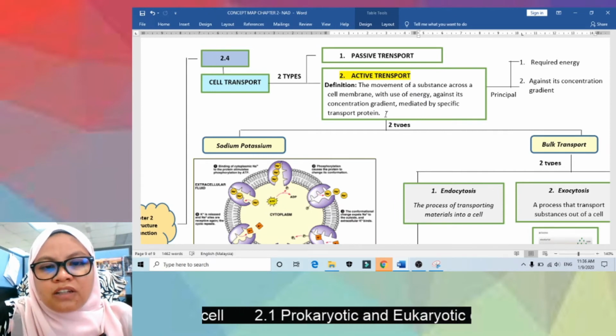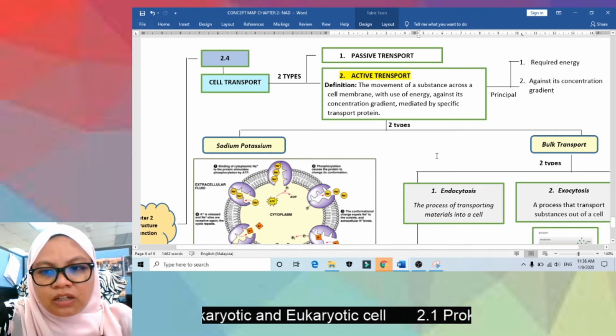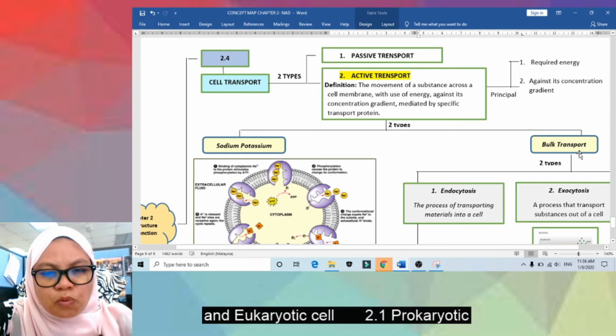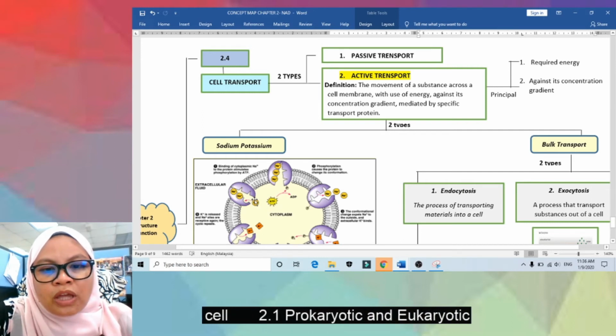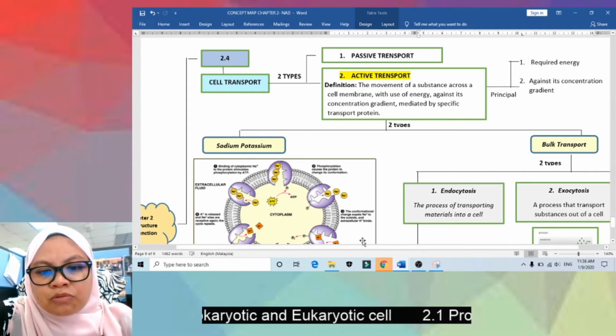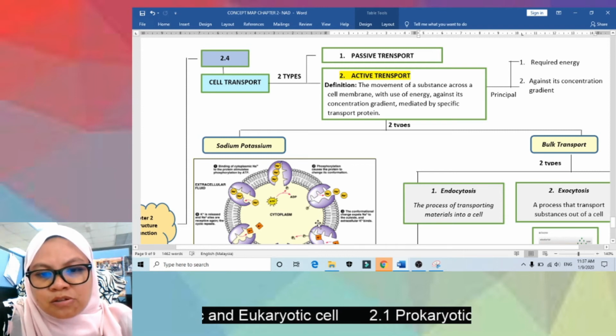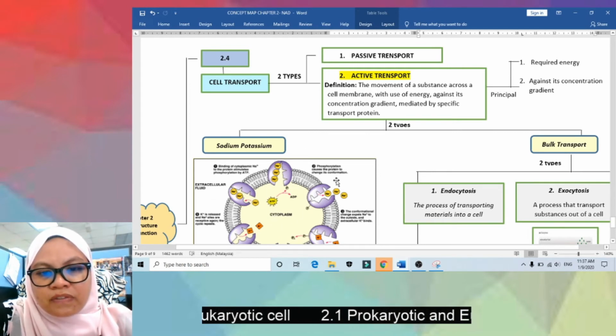Okay, so this active transport can be divided into two. First is the sodium potassium pump, and the second type is bulk transport. In the sodium potassium pump, the concept shows that the potassium ion is carried from outside into the cell, so the concentration of potassium is higher inside the cell compared to outside. And the sodium ion is carried from inside the cell to the outside.